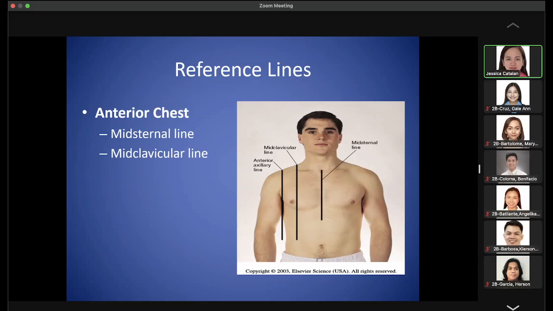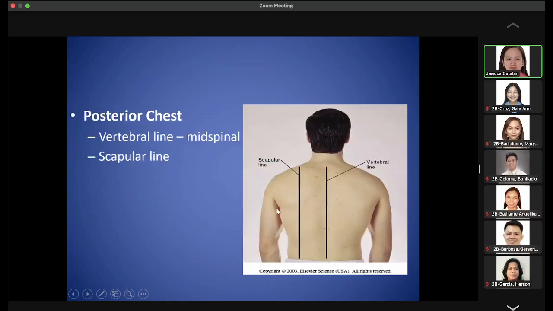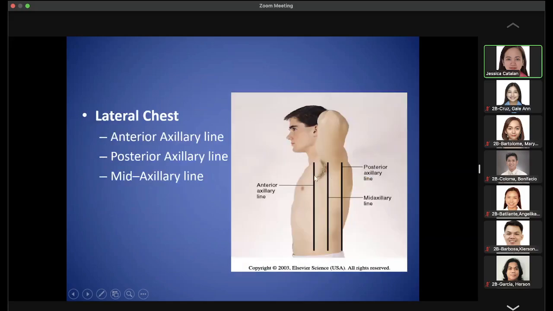Reference lines. So why do we use reference lines? These are imaginary lines to easily locate organs or, if there is an abnormality, to locate it more easily. So anteriorly, you use the mid-sternal and the mid-clavicular lines. We use that to locate the apex beat. Posteriorly, you have the vertebral line and the scapular line. And laterally, you have the anterior, posterior, and mid-axillary lines. So usually, we use these reference lines, for example, if there are masses, lumps that are seen, lesions, or lymph nodes, lymphadenopathies. Okay.